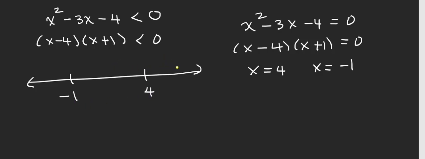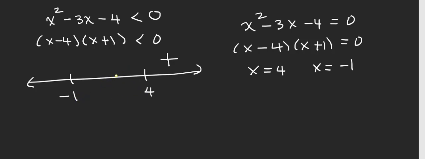Now we're going to pick some numbers that are greater than 4 and plug them in. Let's choose 5. 5 minus 4 is 1. 5 plus 1 is 6. And when you multiply those, you get positive. Which means that any number that's greater than 4, when you plug it in, you will get positive. Try 10. Try 100.